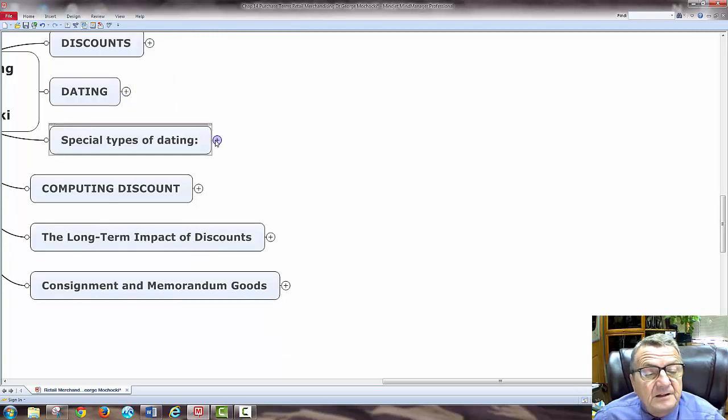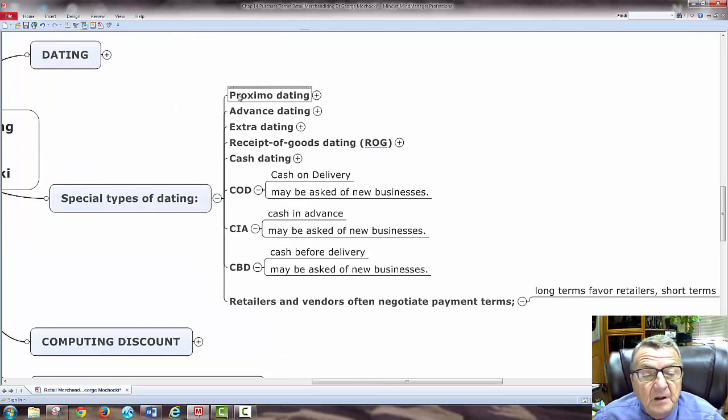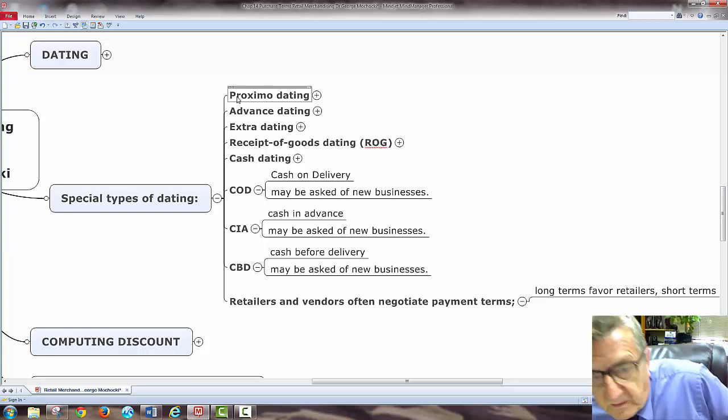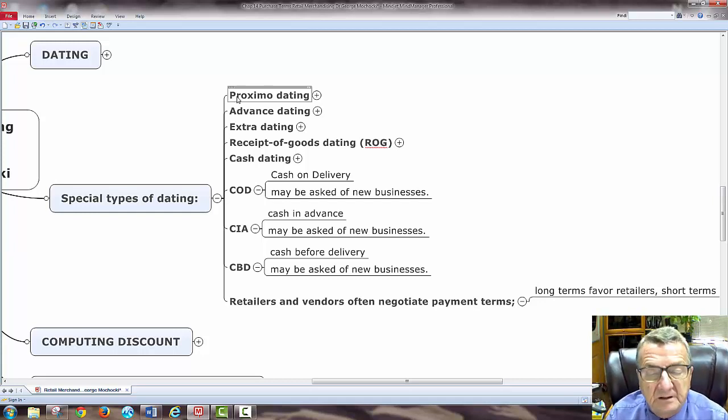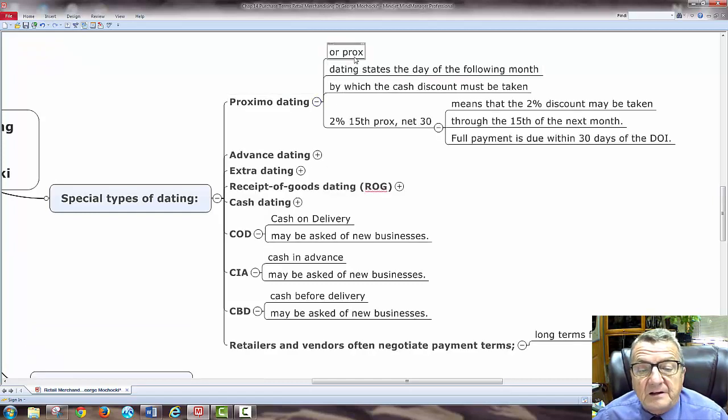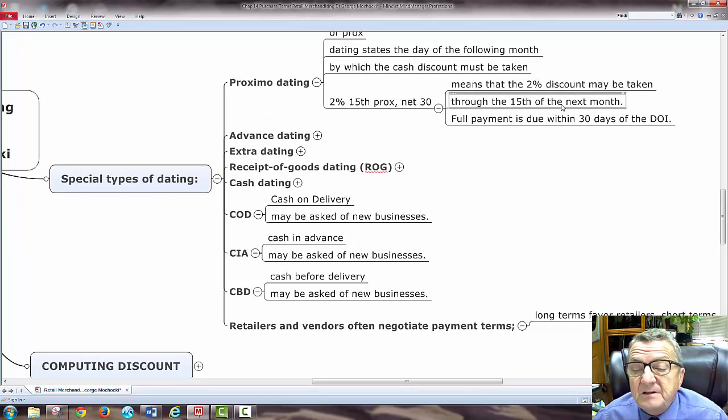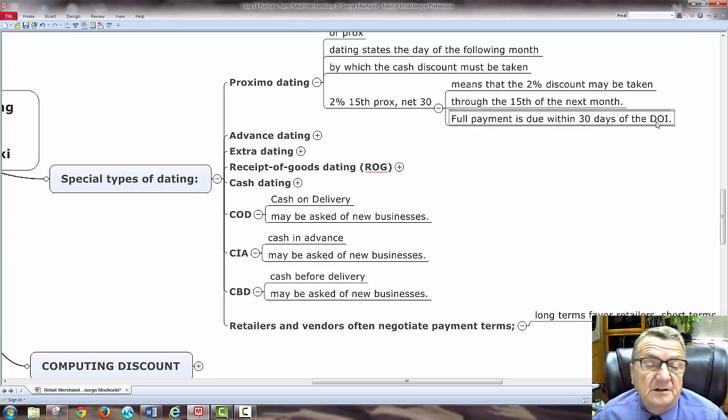All right. Okay. Selecting the dating types. Now here's the dating type. Remember, these are ones you have on the concept maps. You're only going to have on this one that you printed out, so add to it. Proximal dating, or prox dating, states the day of the following month by which the cash discount must be taken. So 2/15 prox net 30 means that a 2% discount may be taken through the 15th of next month. Payment is due within 30 days of the date of invoice.